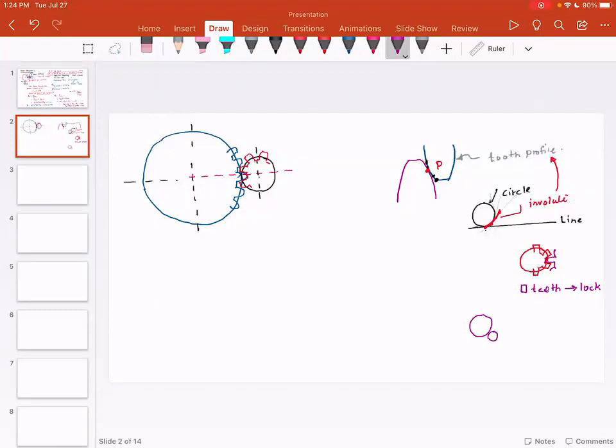The second way to do it is, rather than rolling a line, I roll a circle. And if I were to trace the point of contact, then that point of contact again creates a profile, and that is called cycloidal.